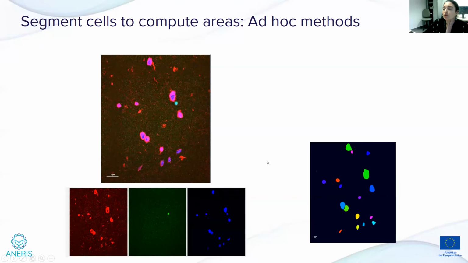Okay, so I'm going to exemplify the difference between what we call ad hoc artificial intelligence, machine learning, like shallow machine learning, and what is now called deep learning. So I'm starting with a task from biology.